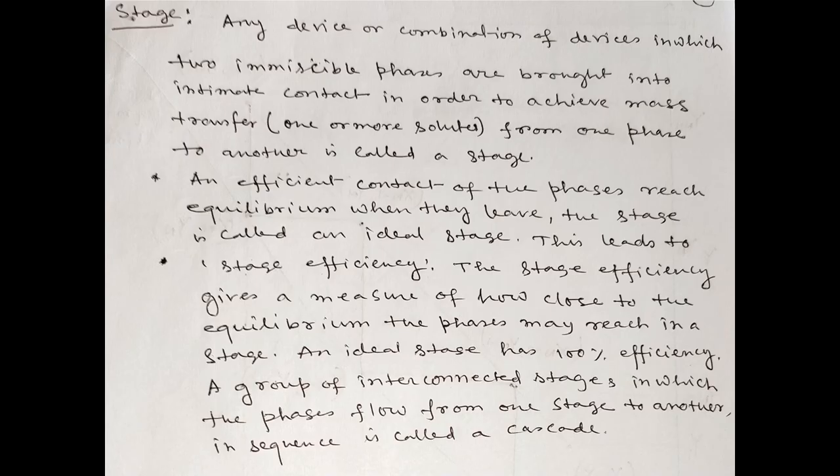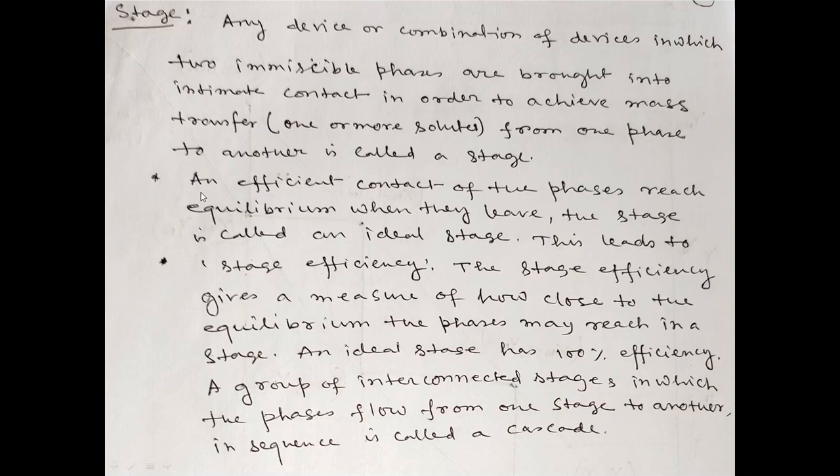Now, what is a stage? The definition: any device or combination of devices in which two immiscible phases are brought into intimate contact in order to achieve mass transfer from one phase to another phase is called a stage. So if I make a tray, that is one stage. It may be one device or a combination of devices. I will come later in detail in chapter 5 to how to construct the trays, and we'll discuss the mechanical design of this equipment in detail. But for now, just understand a little bit of the concept of how we are making the trays.